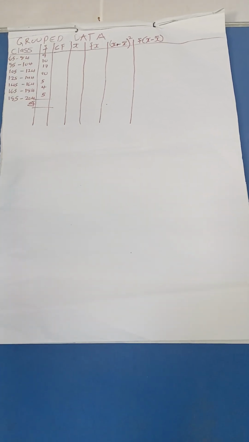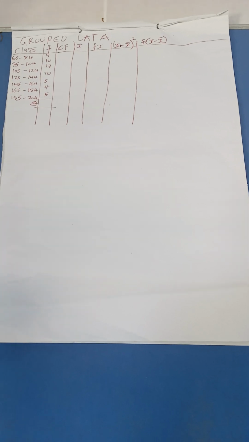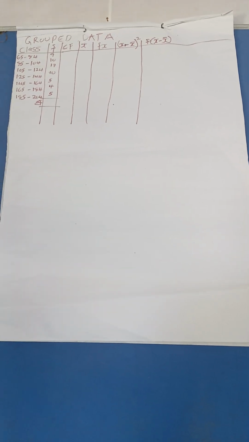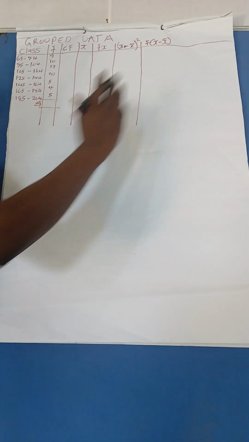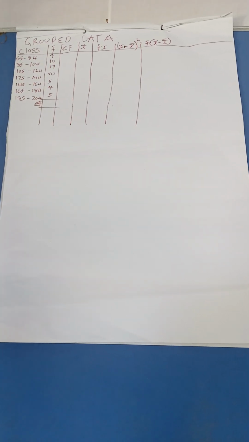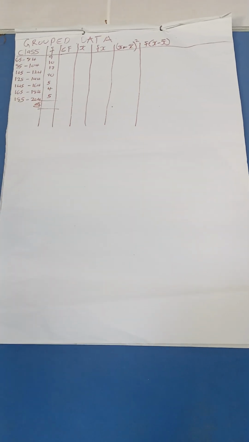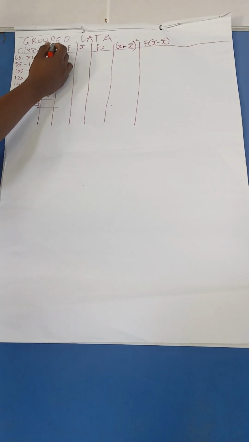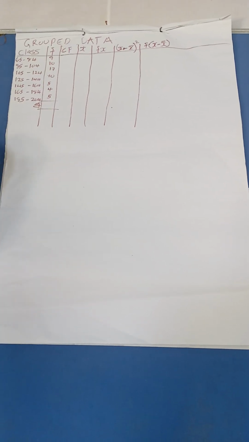In case you have been given that data, the first thing is to fill the frequency distribution table. This is called a frequency distribution table. In case you have such data, make sure you first fill this table. Here is F, which means frequency, and this is the class.